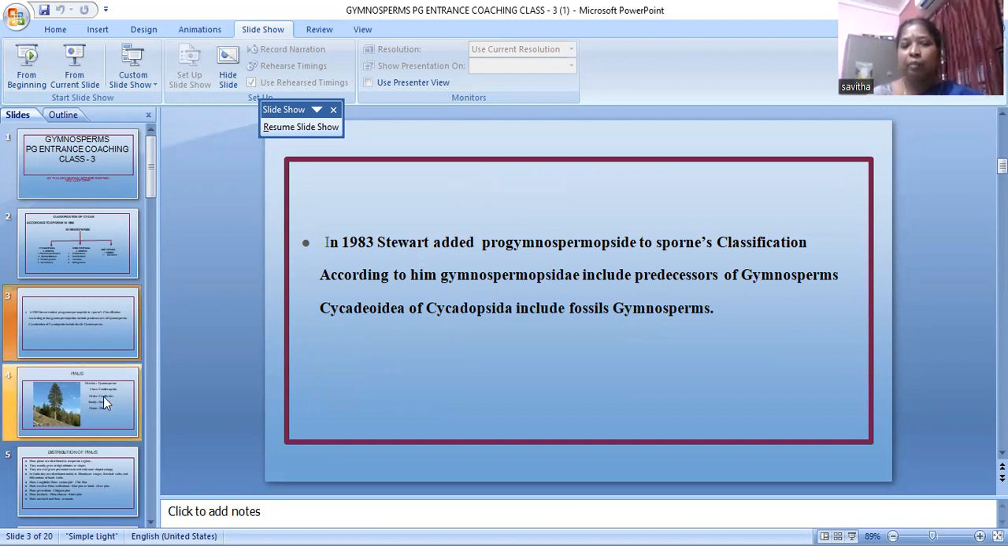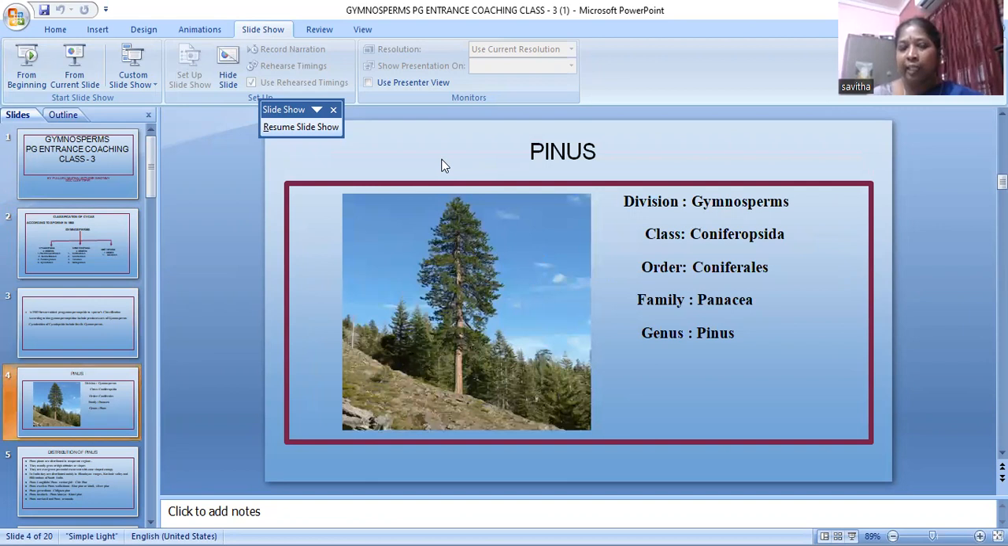Next, the classification of the Pinus type study: it comes under the division Gymnosperms, class Coniferopsida, order Coniferales, family Pinaceae, and genus Pinus.